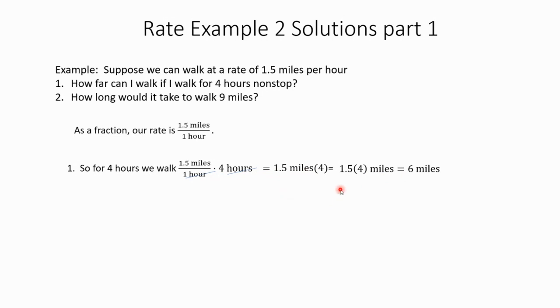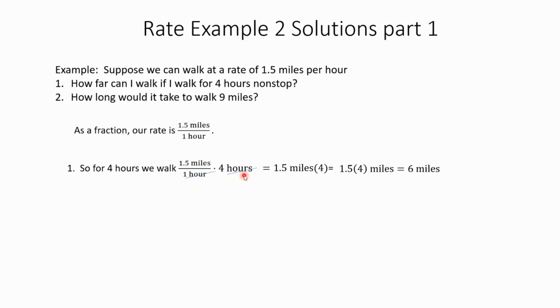And this is good because, again, we want our answer, the unit, to be only miles. But the hours unit canceled. That's what we wanted. So we just multiply. That's all. Okay, that's for 1. Now for number 2.